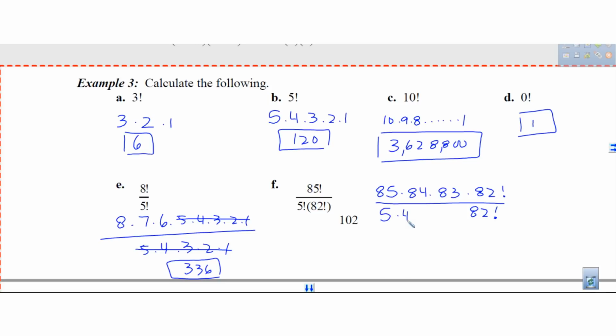Then as well on the bottom is a 5 times 4 times 3 times 2 times 1. So now I can see that this 82 factorial will cancel with that 82 factorial. So now I'm just going to put this in the calculator, guys, with parentheses around both of them like that. So go parenthesis, 85 times 84 times 83, close it off, divided by parenthesis, 5 nPr, right, enter, close it, enter, and your answer is 4,938.5. So that's what factorial means. Okay?